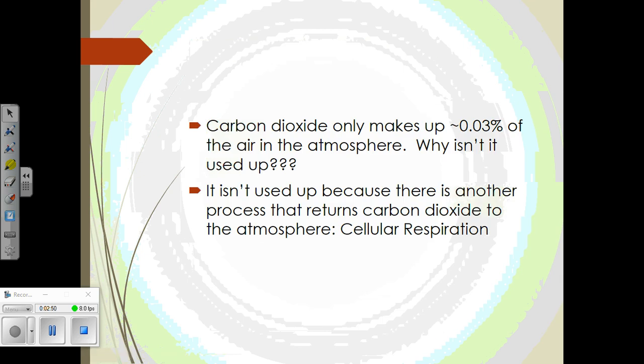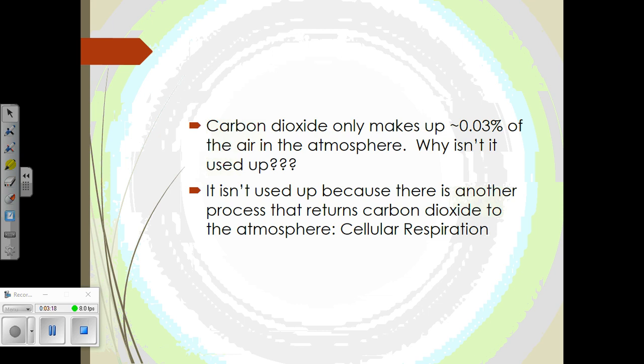So the carbon dioxide that the plant is breathing in really only makes up about 0.03% of our atmosphere. It's not a heck of a lot. It does have a lot of impact on our planet, but percentage-wise, it's not a really big part of it. So if the plants are always sucking this carbon dioxide into their leaves to make these sugar molecules, to make these carbohydrates, why aren't we using up the carbon dioxide?